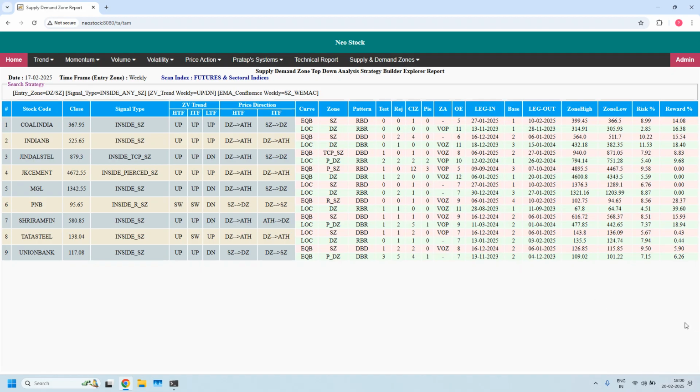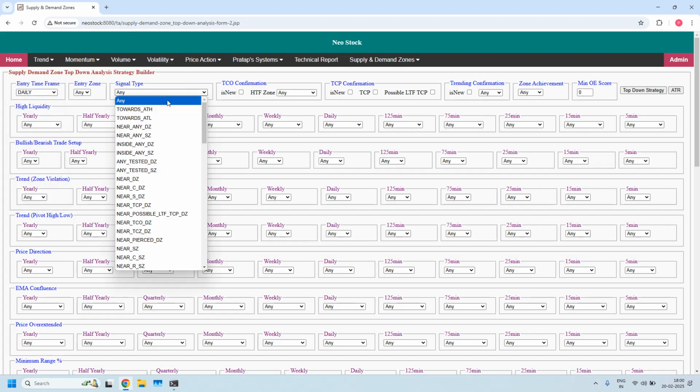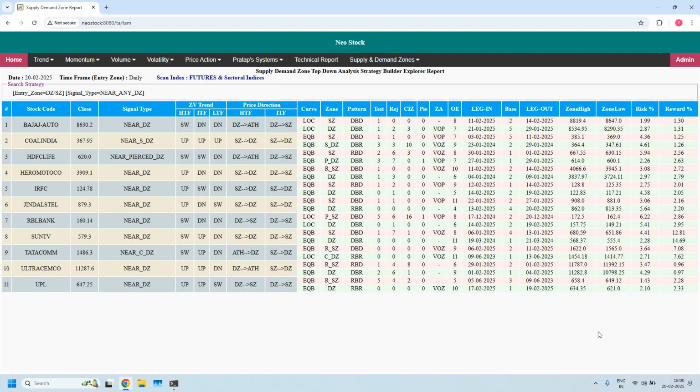And the next time frame is daily. Entry time frame daily. Let us find the stocks near daily demand zone. We got 11 stocks. Let us identify the high liquidity daily demand zones from this list. Coal India is having a high liquidity zone. Tata Communication is having a high liquidity demand zone. That's it. We have only 2 high liquidity zones.